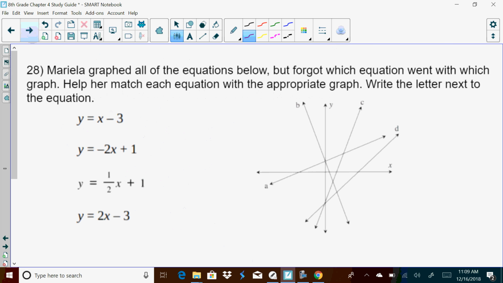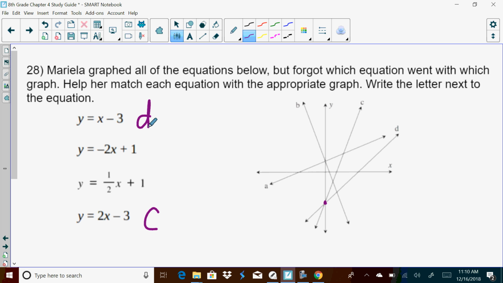The last problem had you matching the equations below, but forgot which equation went with which graph. Help her match each equation to the appropriate graph. Write the letter next to the equation. So for the first couple, I noticed that 2 of them have a y-intercept of -3 and 2 have +1. So the 2 that have -3 that start here are both C and D. D is growing by a growth of 1, where C is growing by a growth of 2. Notice how it's steeper.